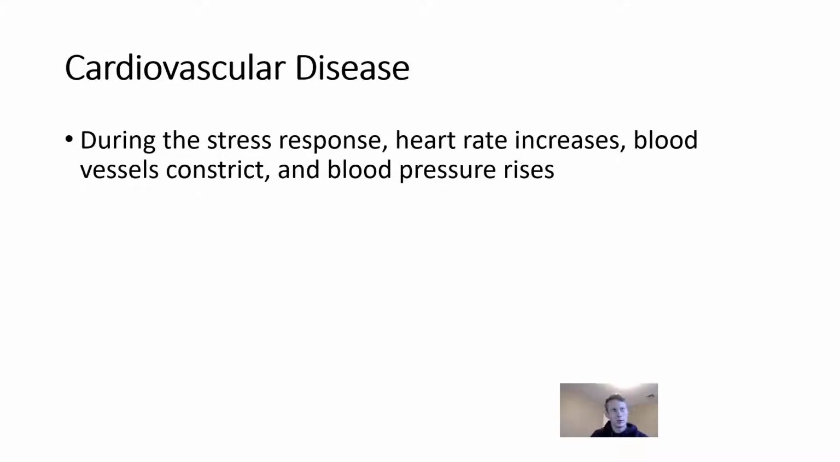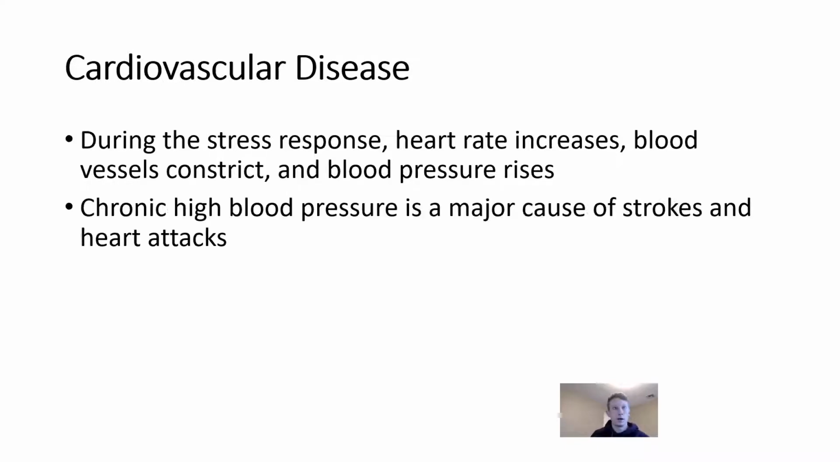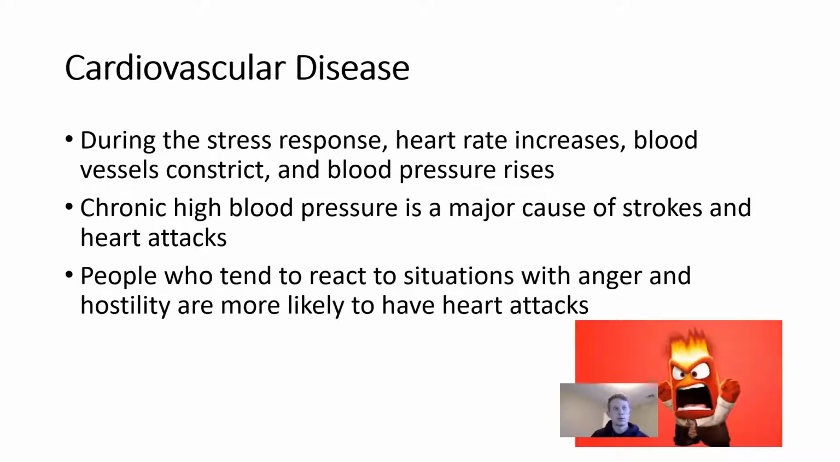Okay, so things like cardiovascular disease, which is the number one killer in the United States. During that stress response, we elevate our blood pressure, we elevate our heart rate, and we're ready to go, we're ready to run, we're ready to fight. But this chronic high blood pressure can lead to things like strokes, heart attacks, and often people who respond hostilely to stressful situations have higher blood pressure, have higher heart rates, and higher chronically or long term, which causes a higher risk for things like heart attack.